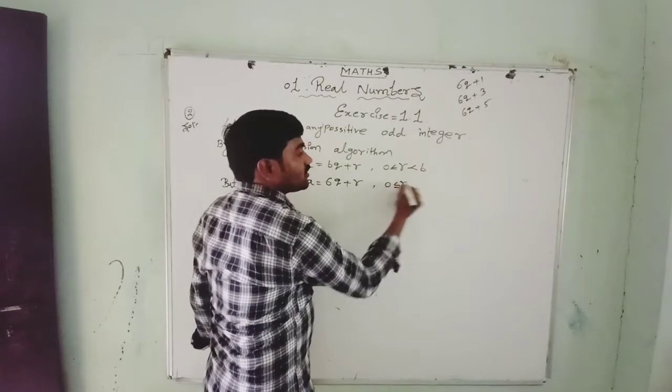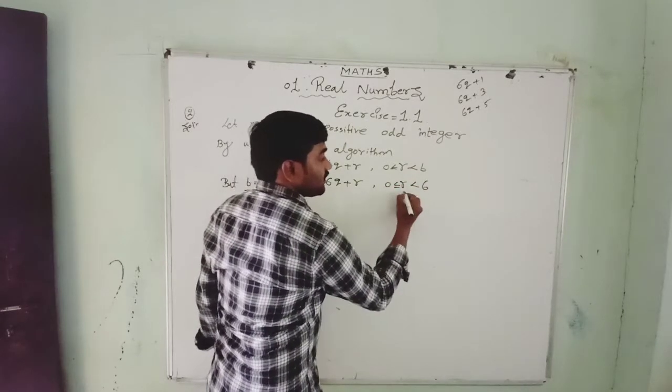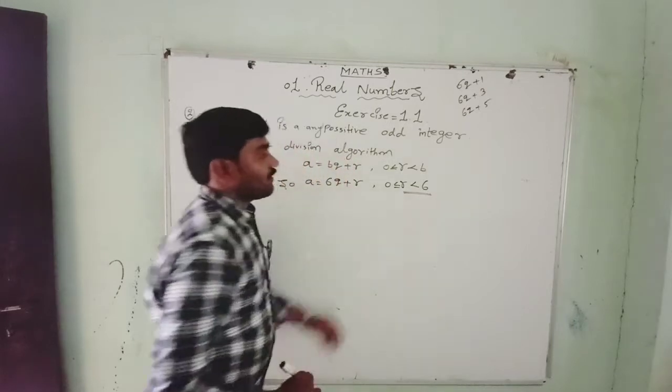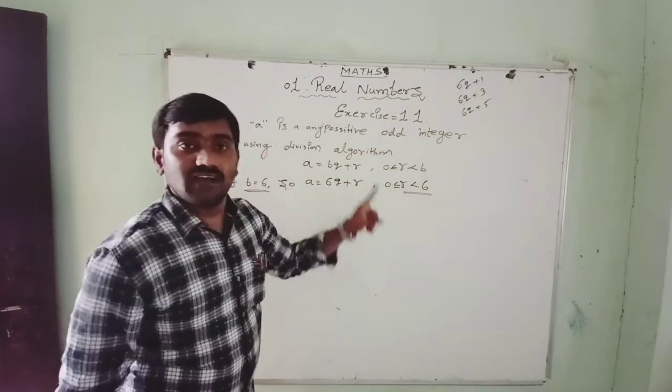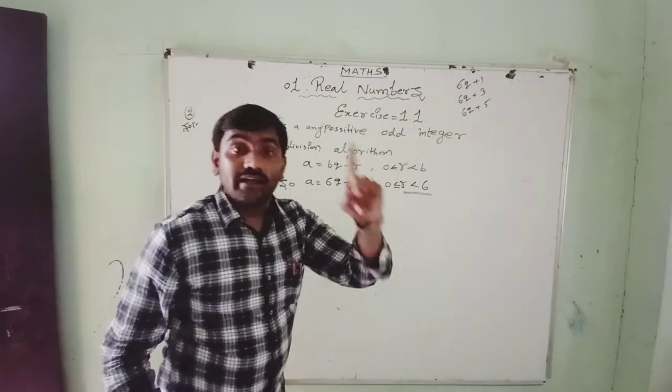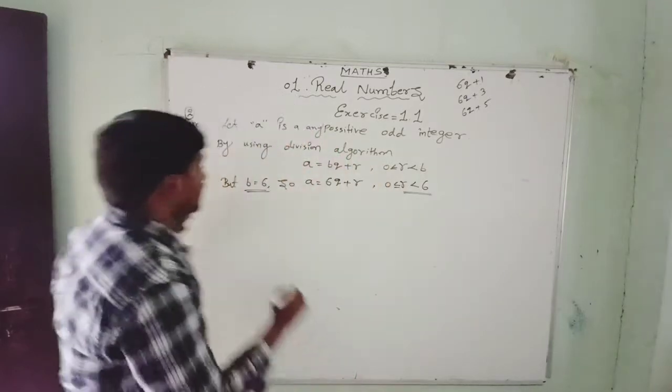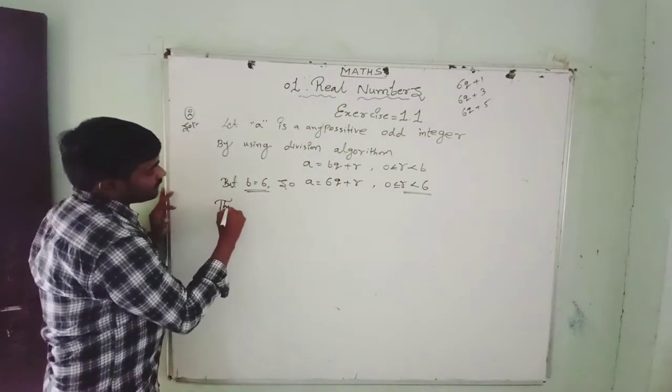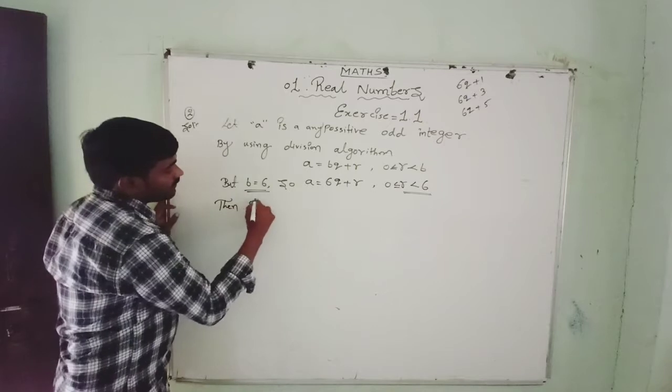r is greater than or equal to 0. Then what is the b value? It is 6. Now focus here: r is less than 6. r is nothing but the remainder. The remainder is less than 6. Then the possible remainders are there.